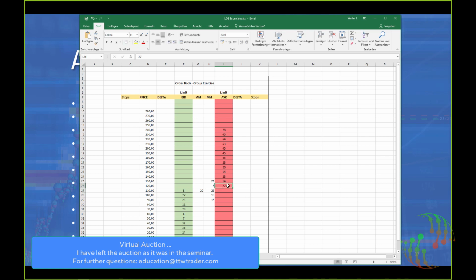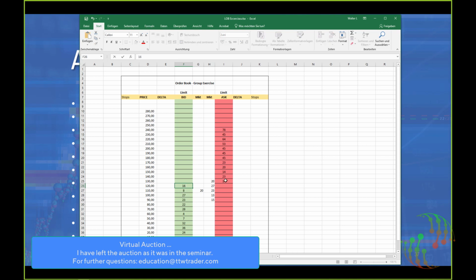So I have 27 to sell at 120. Is this a fair price for you? 120, 27. Buy 20 at, but you have only $2,000. Yes, you know. Okay, so we lifted the price again, and now look what happens here on the bid side.